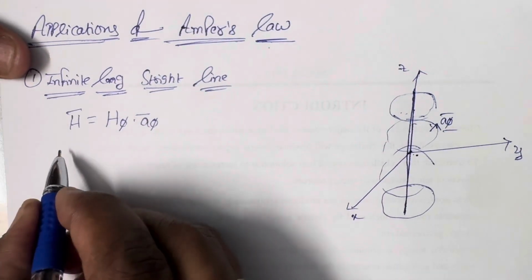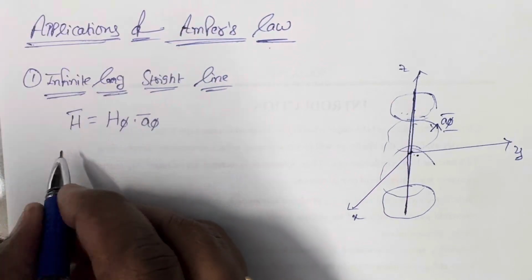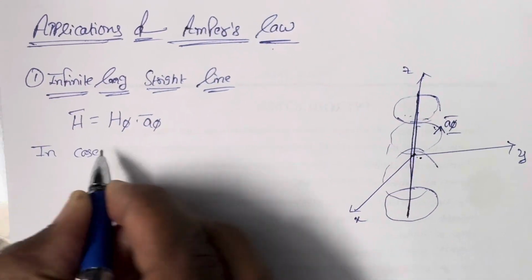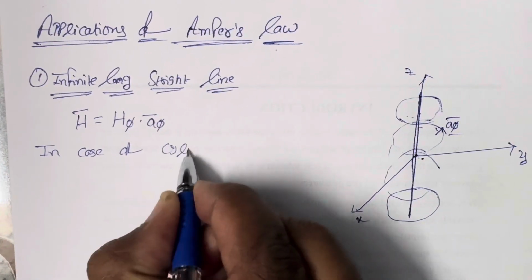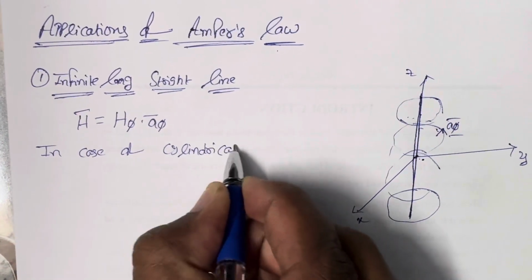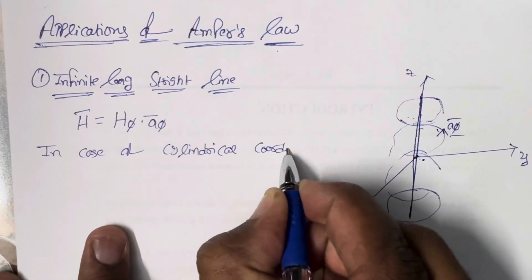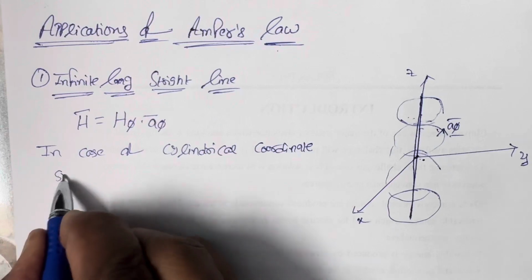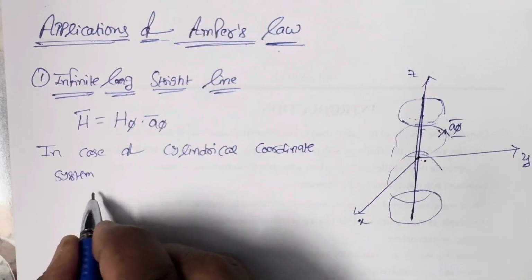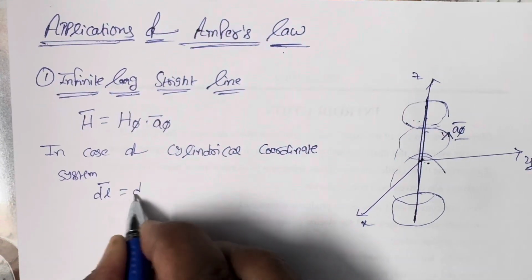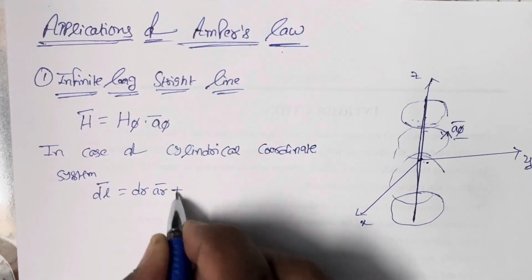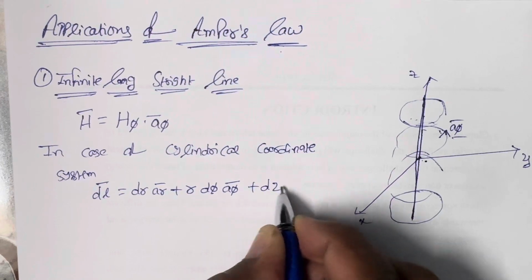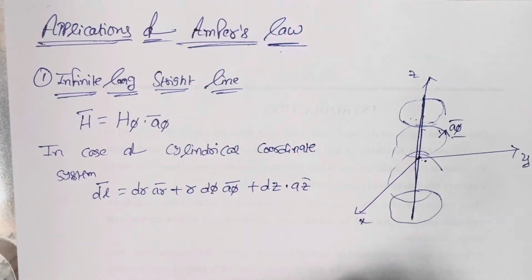And then, in our previous topic we have already represented that in the case of the cylindrical coordinate system, dl bar equals dr ar bar plus r d phi a phi bar plus dz az bar.